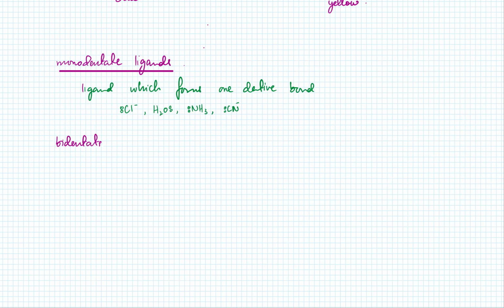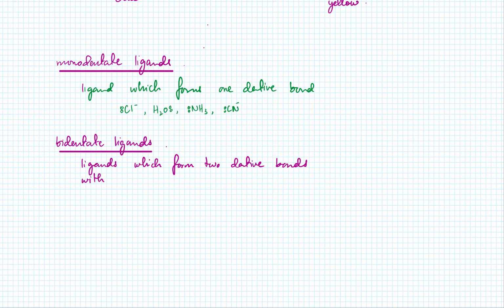Then you have other ligands which are bidentate ligands. Dentate means teeth, right? So bidentate ligands have two lone pairs and they are capable of forming two dative bonds. अच्छा, those happen to be your bidentate ligands: ligands which form two dative bonds with a central metal cation in a complex.